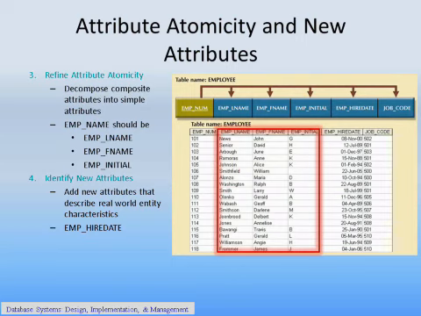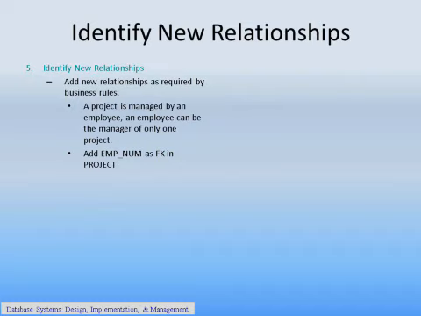Furthermore, new attributes required for business purposes are identified. For example, in the case of the employee relation, it would be good to add the employee hire date attribute to keep track of the employee's years of service. Adding new entities and attributes, either by refining attribute atomicity or derived from business rules, may also yield new relations and relationships. One such case is shown here.